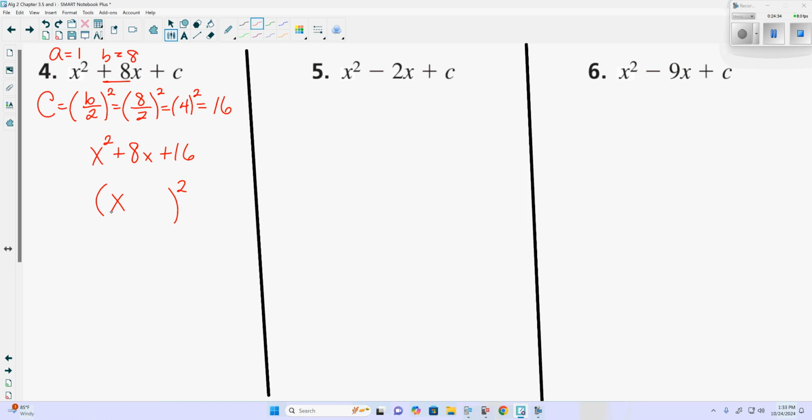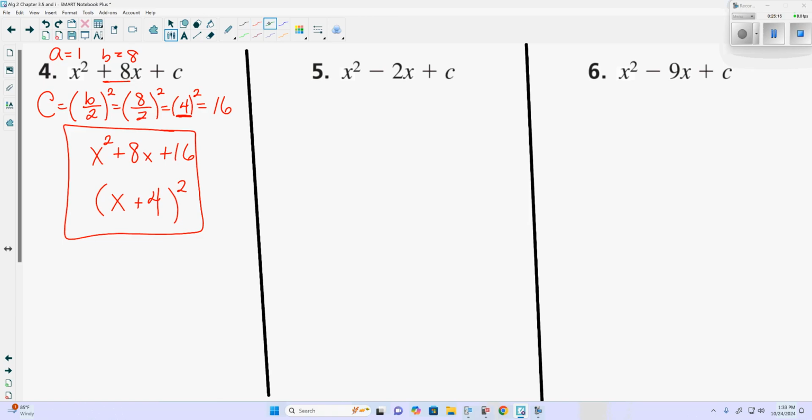So we'll have our set of parentheses, x, and that parentheses being squared. The number and sign that go inside here is our number and sign inside the parentheses before we squared it to find c. Since it was positive 4 inside that parentheses, we have x plus 4 squared as our factor. Questions on this here? Are you ready for the next one?